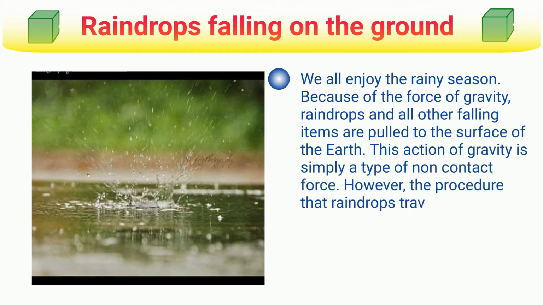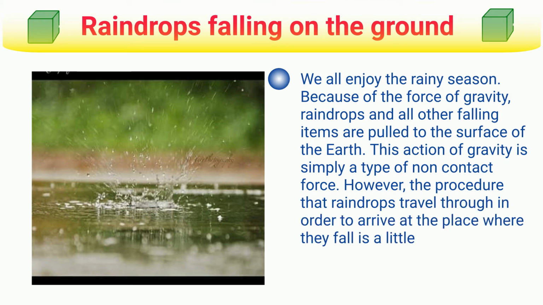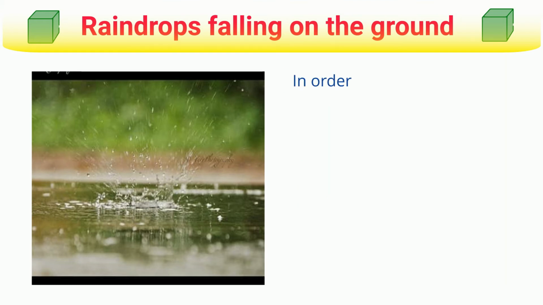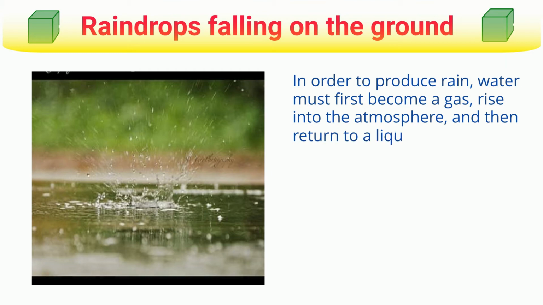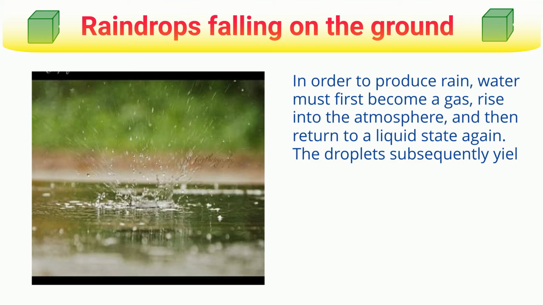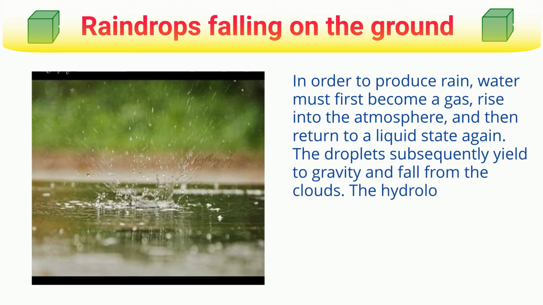However, the procedure that raindrops travel through in order to arrive at the place where they fall is a little more complex than a basic gravitational impact alone. In order to produce rain, water must first become a gas, rise into the atmosphere, and then return to a liquid state again. The droplets subsequently yield to gravity and fall from the clouds. The hydrologic cycle is the collective term for the process through which water turns into rain and falls.